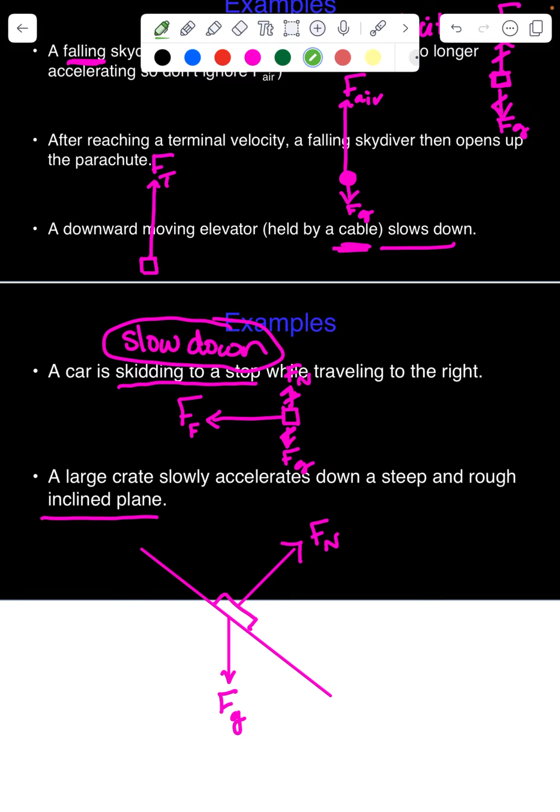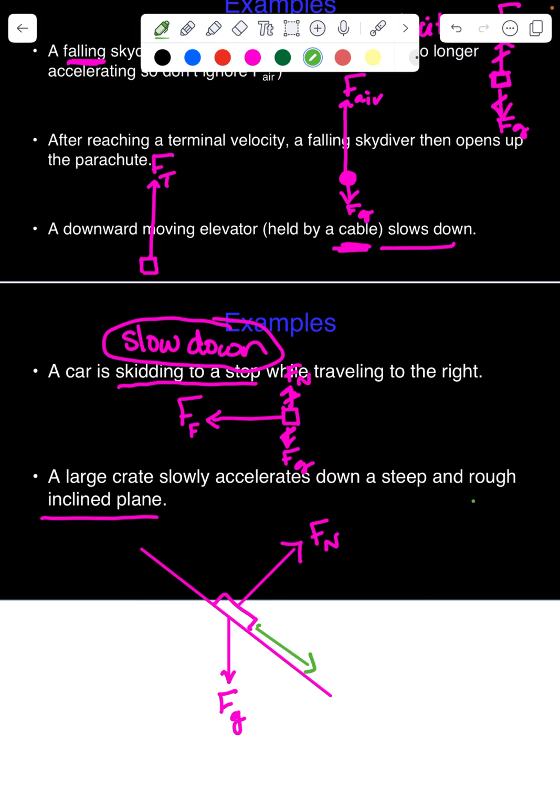And this crate is going down this inclined plane. So don't draw this green line. This is just showing you the motion. It's sliding down the inclined plane. Now, is there anything that is pushing it or pulling it down the inclined plane? The answer is no. Gravity is what's causing it to go down the inclined plane. So there is no force going down this way. You're not going to draw a force going down this way, but that is the motion of the object.